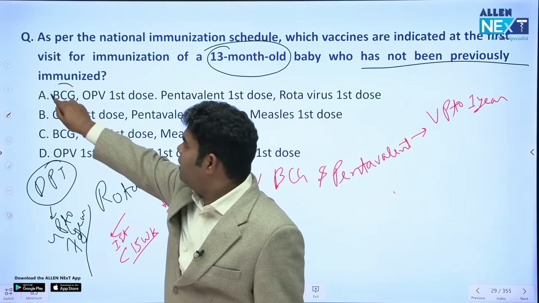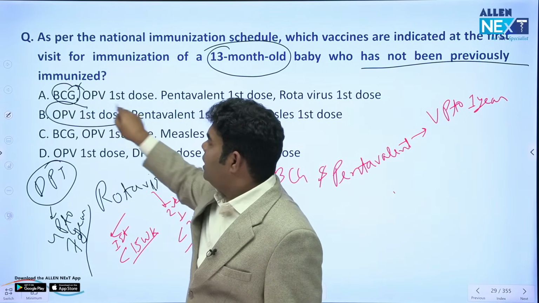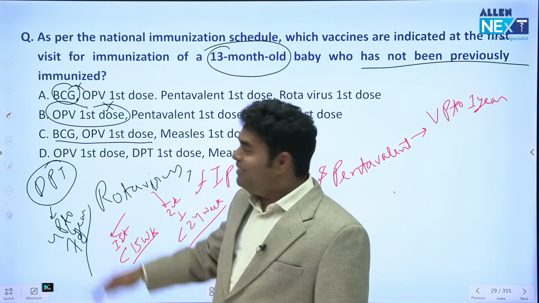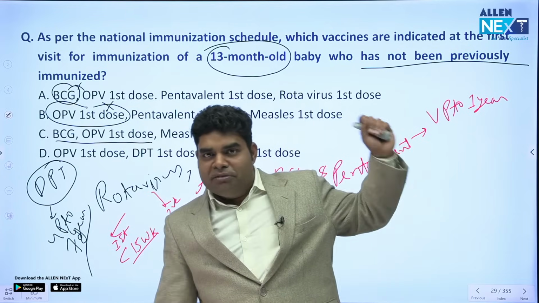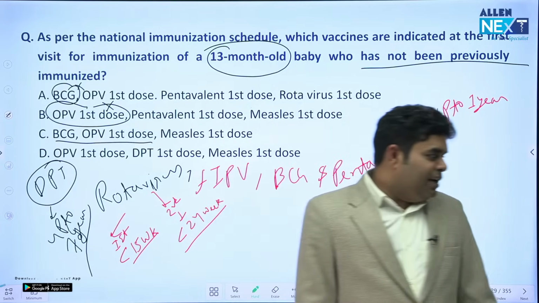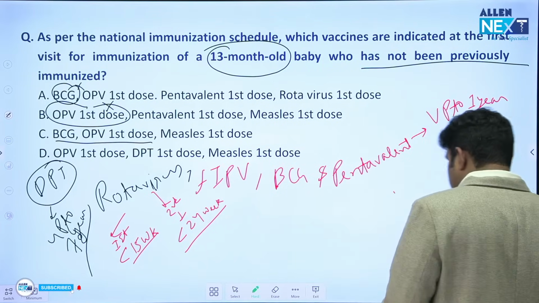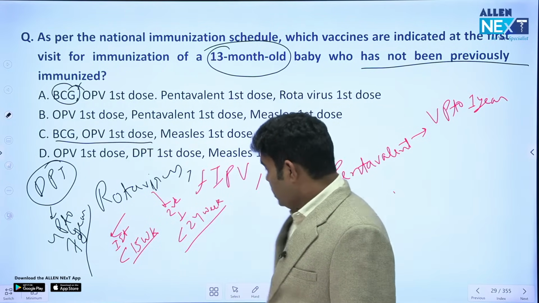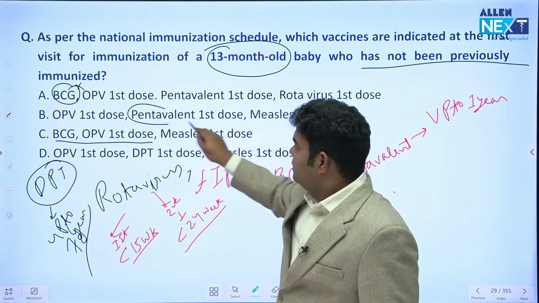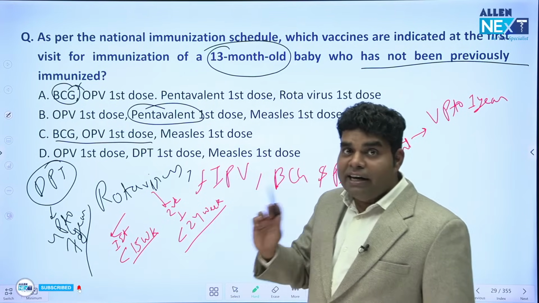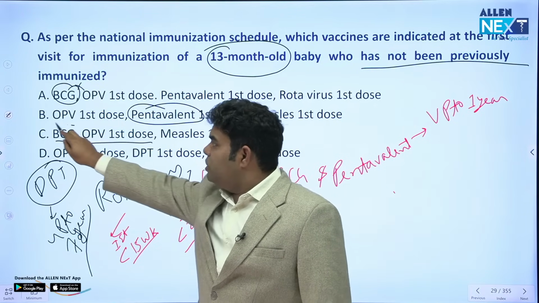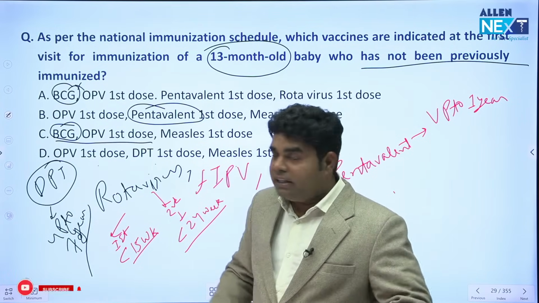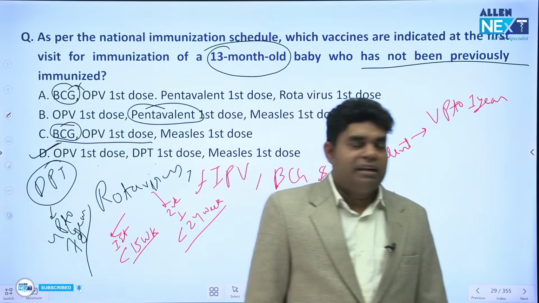Of course, BCG we cannot give, so option 1 is ruled out. OPV we cannot give, so option 2 is ruled out. But it is not OPV, it is OPV first dose, because it is coming for the first time. In option B, they are writing pentavalent, and pentavalent we cannot give after 1 year. So BCG, Penta, BCG, these 3 are ruled out. In option D, we have OPV first dose, DPT and measles. All these 3 we can give after 1 year. So the correct answer will be D.